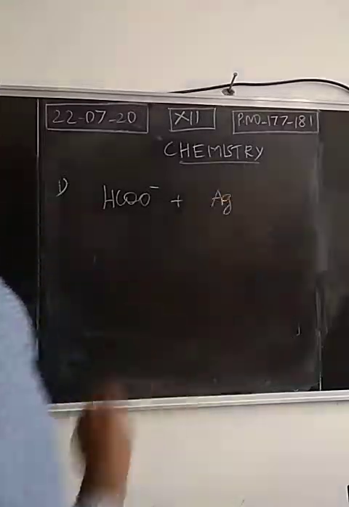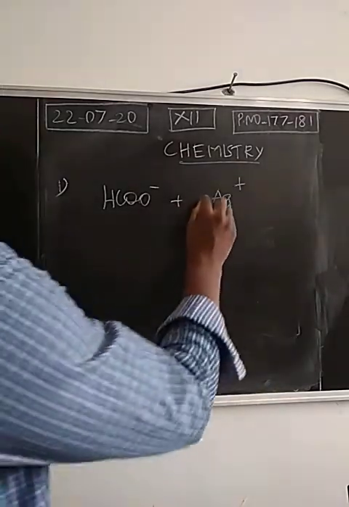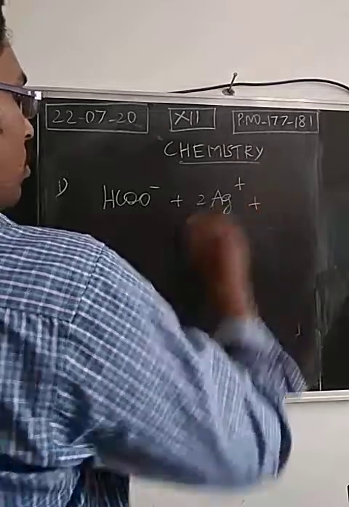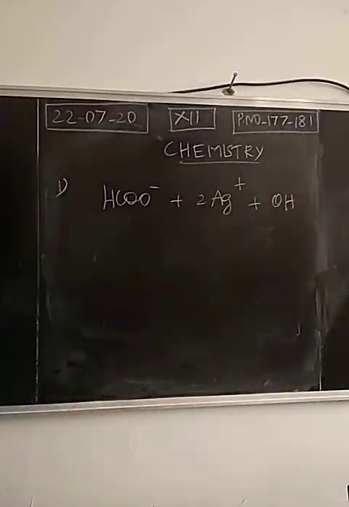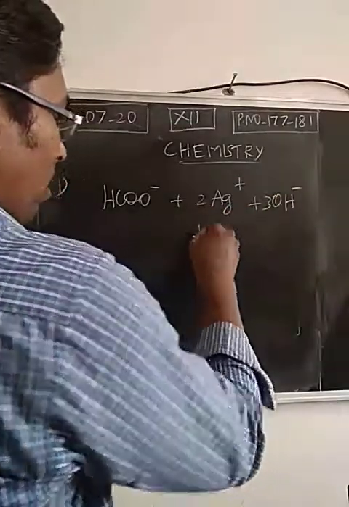So silver nitrate gives Ag+. In the Tollens reagent, what is the nature of silver? It will exist in the form of the cation Ag+. Tollens reagent is a solution of silver nitrate in ammonium hydroxide, so we will have hydroxide ions.